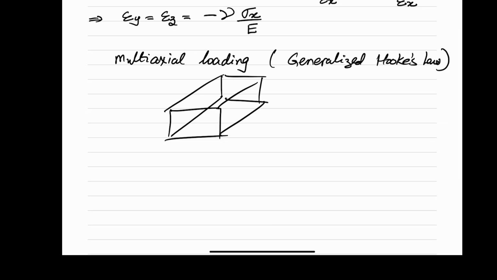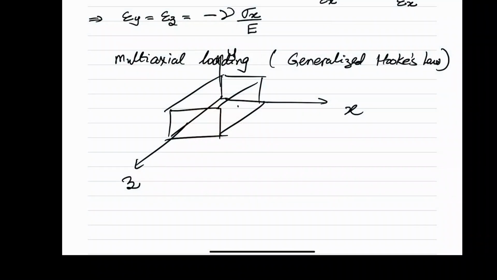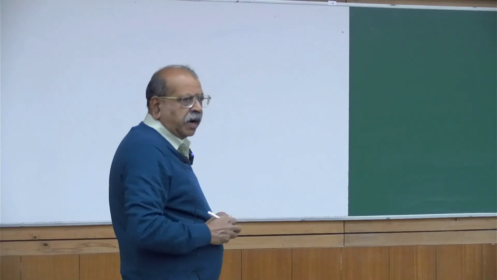So if I have a rectangular block of material like this, let this be x, let this be y, let this be z axis. I can place the coordinates anywhere, maybe at the center here. I've just put it at one edge just to show the directions. Now, what I mean by multi-axial loading is that on the x face, I have a load in the x direction which causes sigma x.